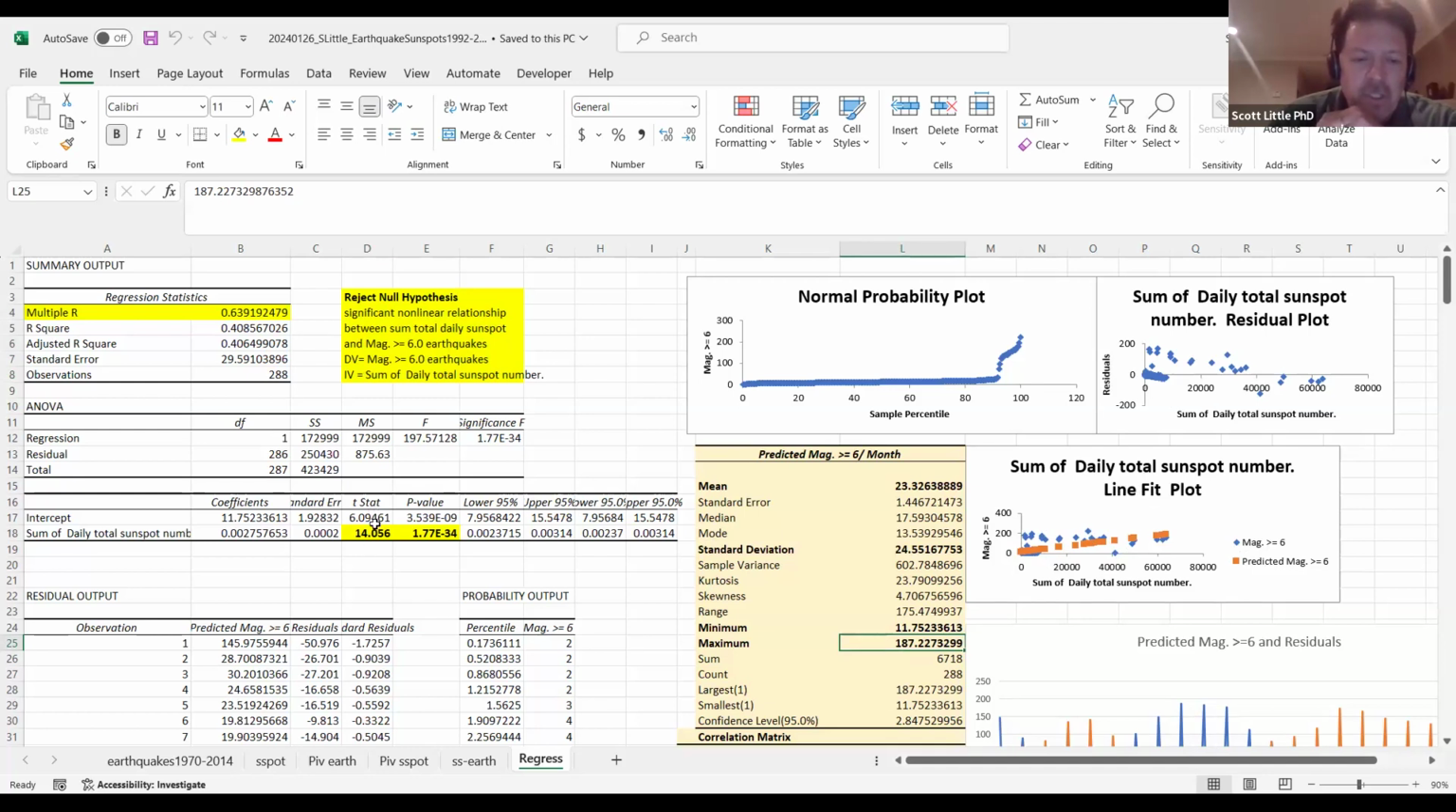But we do know that it is a significant relationship because of these two values over here, the t stat value and the p value. The t stat value is really high and the p value is really low. And so because of that, we know it's really significant. It's just not quite linear in that sense.